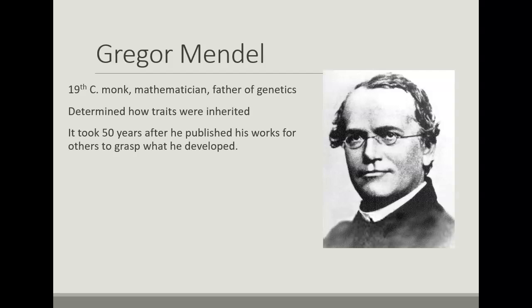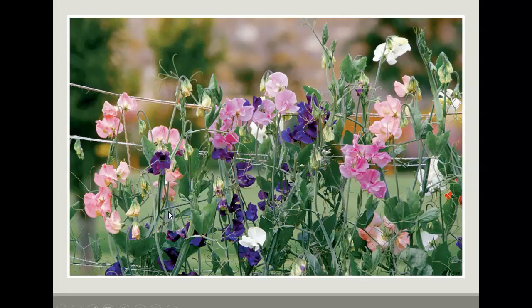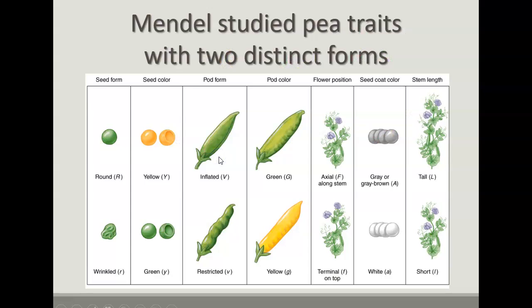For about 50 years, no one really noticed his work at all. It was well past his death that someone doing similar work started to do research and figured out that Mendel was the one who had actually gotten there first. He worked with pea plants, your regular garden variety pea plants, and they have some really great characteristics that make them important when it comes to studying genetics.